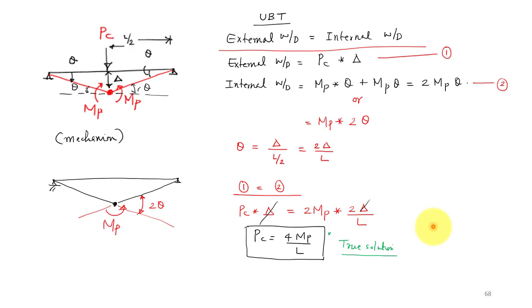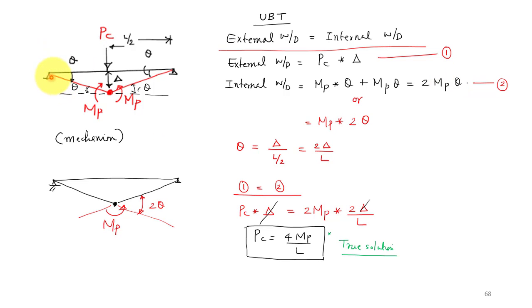Now we can apply the work theorem: external work done will be equal to internal work done. External work done is the external load PC multiplied by delta. Internal work done: I have the plastic hinge here, MP, and I have the rotation theta on both sides, so MP theta plus MP theta, that is 2 MP times theta, is the internal work done.